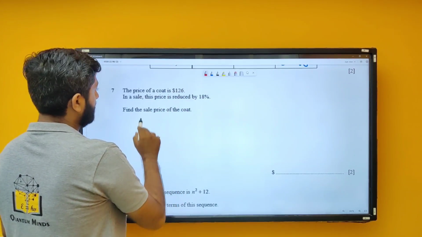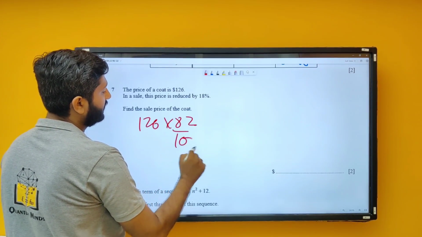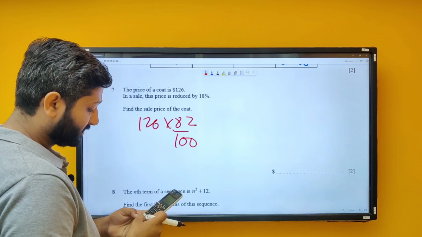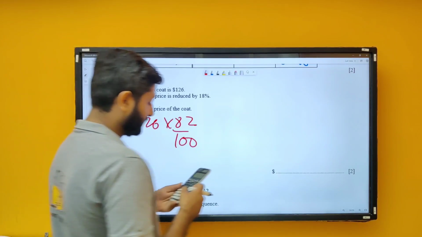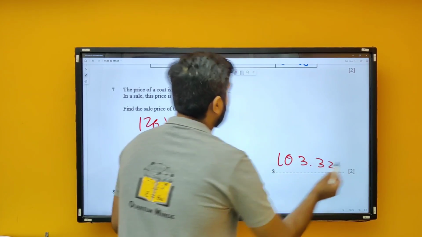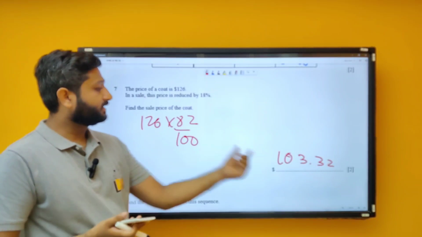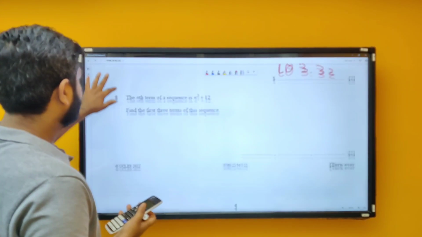Which is 126 into 82 upon 100. So 126 into 82 upon 100. So I'm supposed to pay $103.32, right? $103.32. Let us move to the next question.